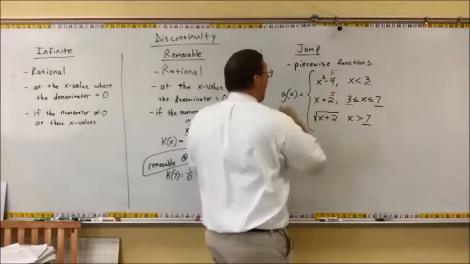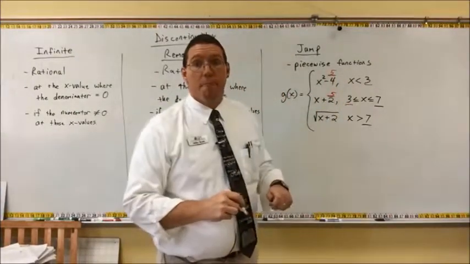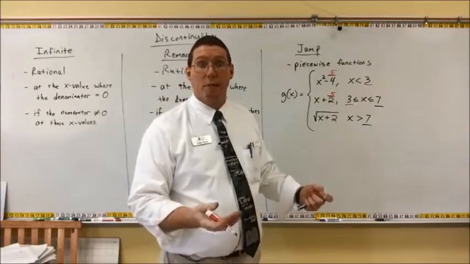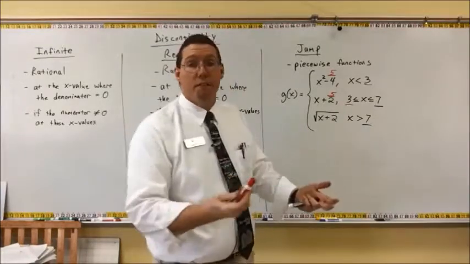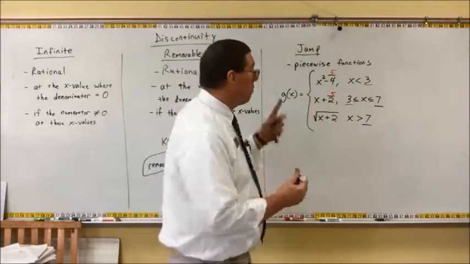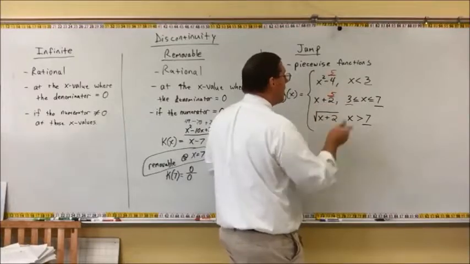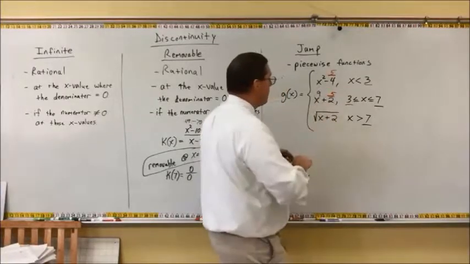Because look, we have the same number on both sides of 3. So it's continuous at 3. So now let's see if g of x is continuous at 7. We're going to plug 7 into the function. 7 plus 2 is 9. And put a 9 here.